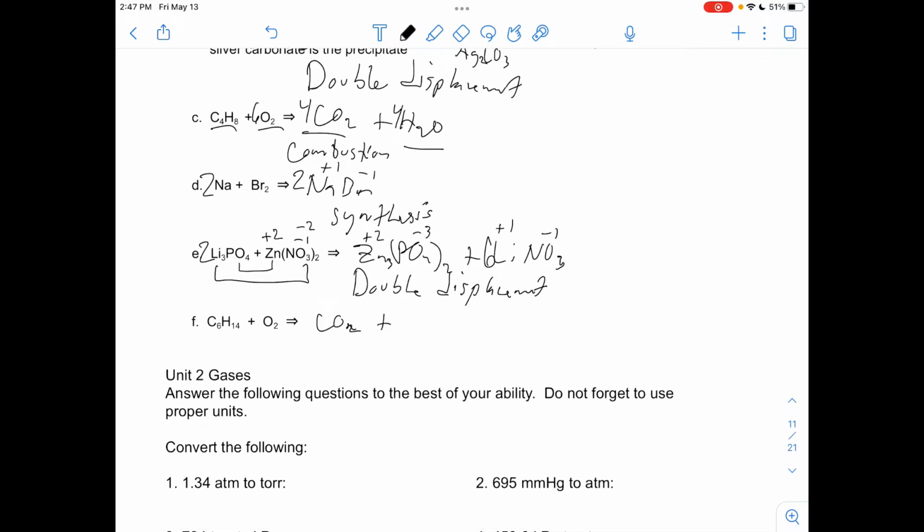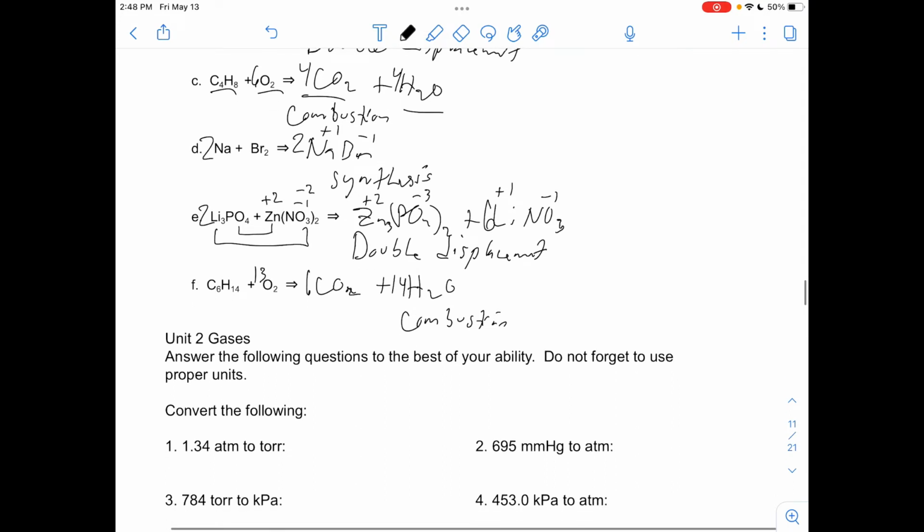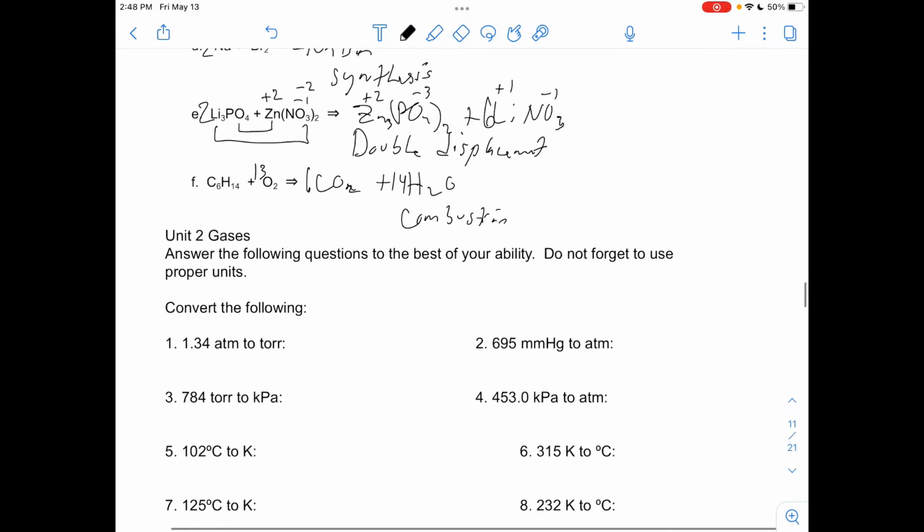Okay, last one. I see right away there's a carbon compound with oxygen, so it's going to be combustion. So we're gonna do a 6 here, and then 7 here. But notice that 7 is gonna make an odd number of oxygens, which I cannot have. So I'm gonna double that to 14. Okay, so 14 oxygens plus 12 is 26. So 13. Okay.